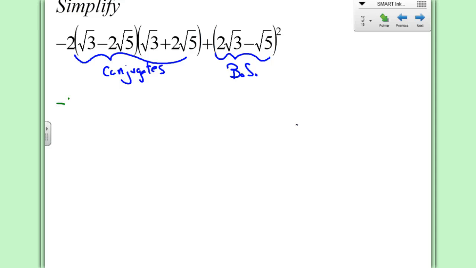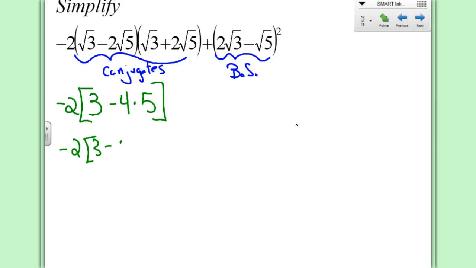As I do this question, I would approach it this way. So this is really minus 2 times, in brackets, the two conjugates give me 3 minus 4 times 5. And I'll just stick with that bracket. So that would be minus 2 times 3 minus 20. And that would be minus 2 times minus 17, which in the end would be positive 34. Okay, so all that simplified to that.